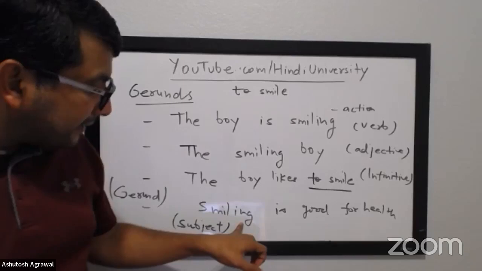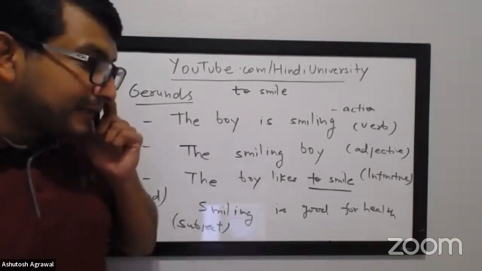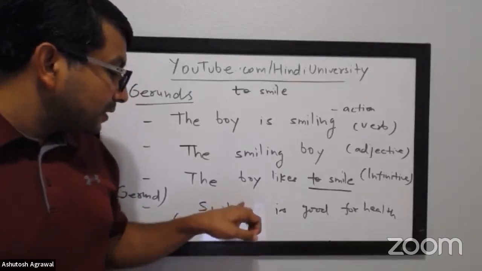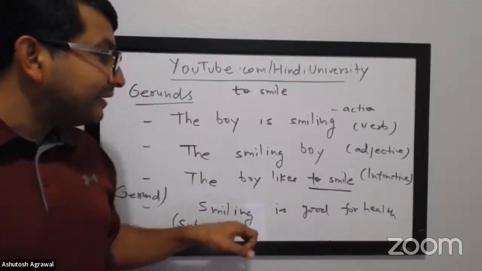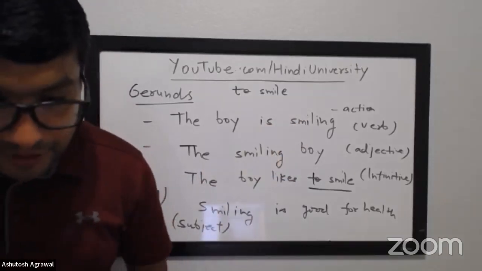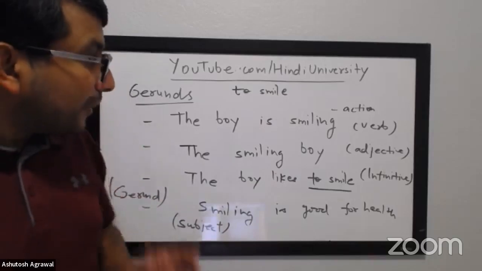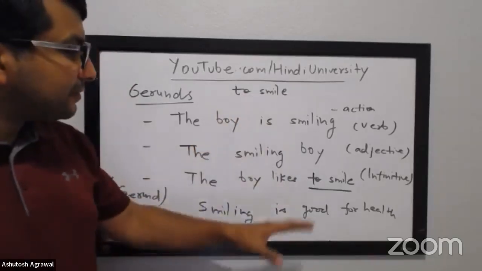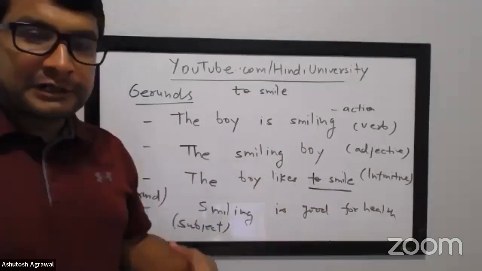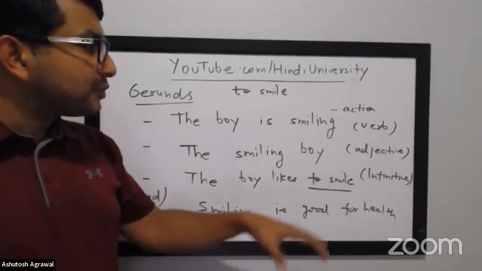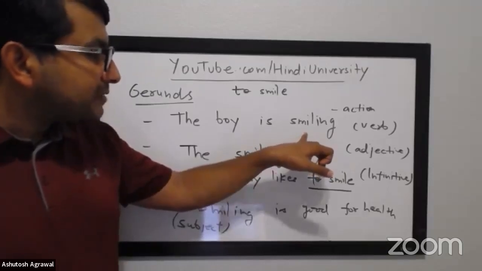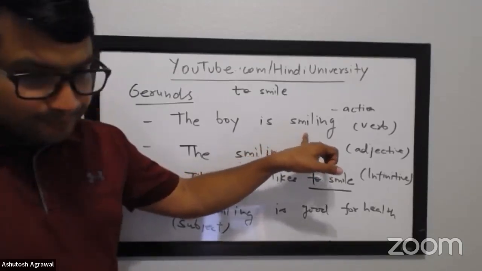So hopefully it is clear, okay? Smiling is good for health. In this case, you can tell that your subject is basically derived from the noun, okay? And those are basically nothing but gerunds. So let me take a pause here. Basically, what we've done is we've written four different sentences. All of them have smiling, or to smile in this case. And we were discussing from a grammatical perspective how smiling is being used here. In the first one, the boy is smiling. How will you say that in Hindi, Jackie?